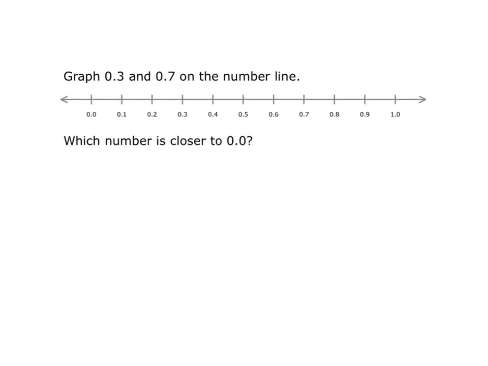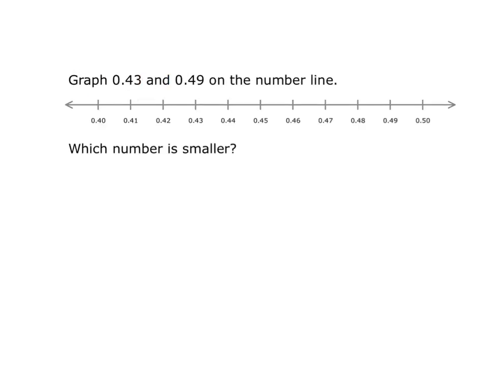In this example, it's asking graph 0.3 and 0.7 on the number line. Which number is closer to 0? Let's do that. Graph 0.3, graph 0.7, and now let's look for the number that we need to compare it to, so 0.0. As we can see, 0.3 is closer to 0.0, making my final answer 0.3.